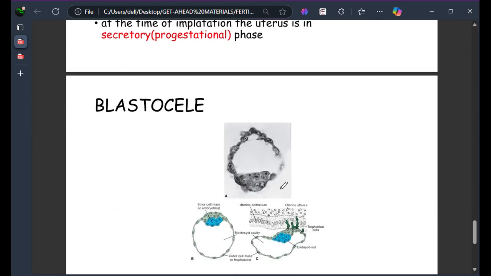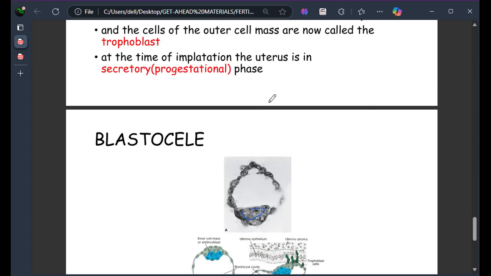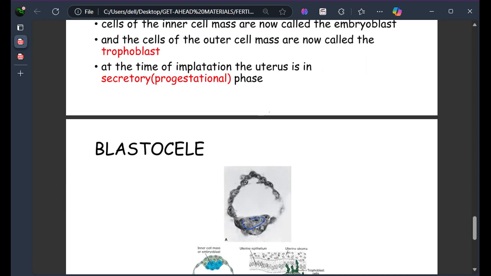Okay, so this is what we are talking about. Initially, you will have something without a cavity, and we're calling that a morula. That morula has an inner cell mass and an outer cell mass. But there will be a space that will be formed, and then the fluid will start accumulating there. Once that fluid starts accumulating, you're calling that space the blastocele. Okay, that space is called the blastocele. And then the whole structure now changes the name from a morula to a blastocyst.